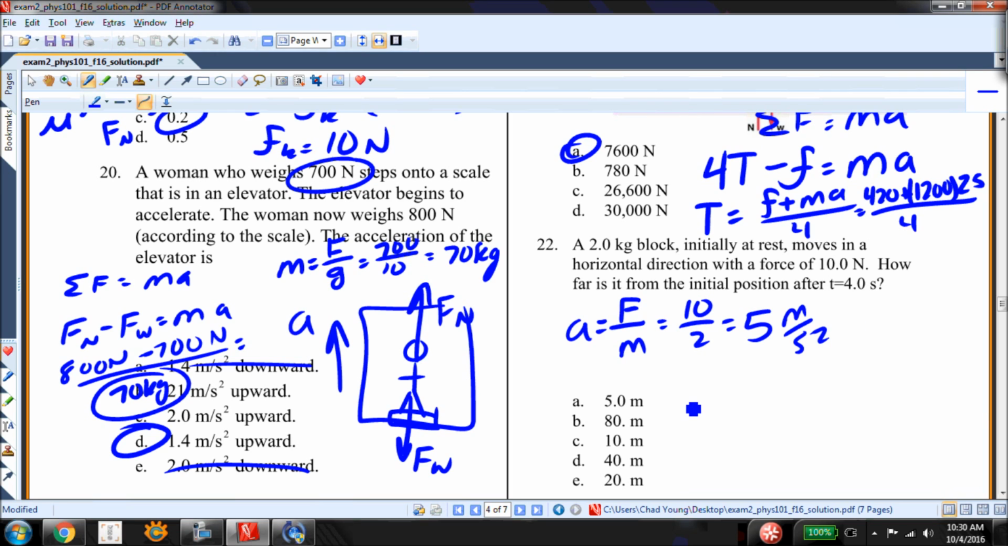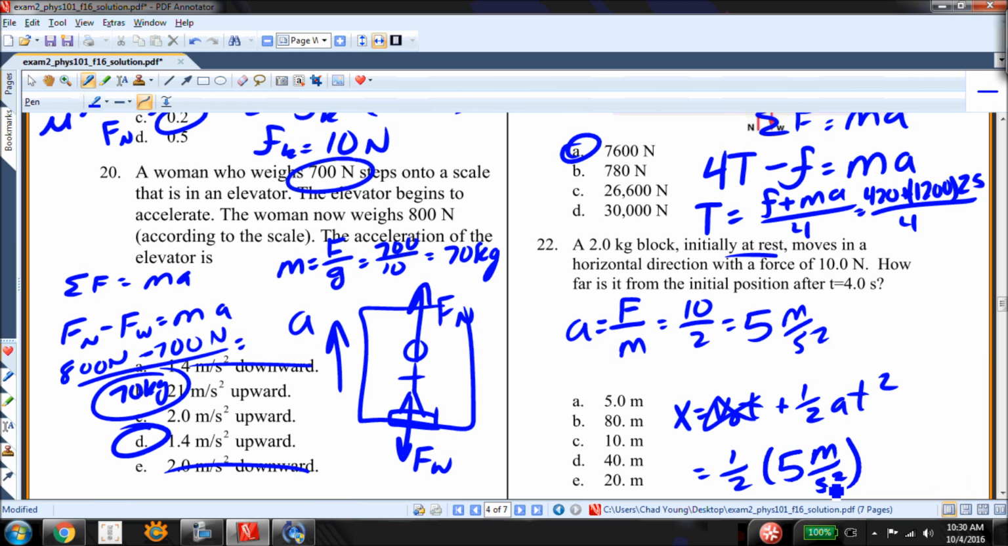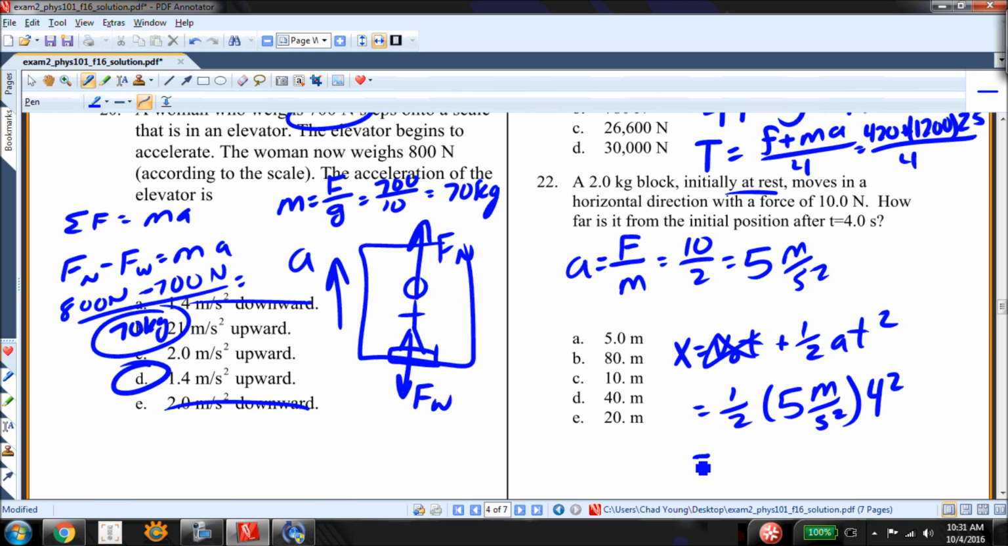That's our acceleration. I want to know the displacement. X is v naught t plus 1/2 at squared. It's initially at rest, so this goes away. 1/2 of 5, that's my acceleration due to this force, times 4 squared. So 8 times 5 should be 40 meters. D.